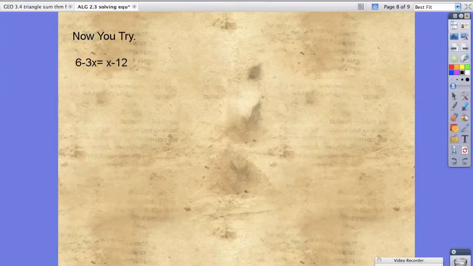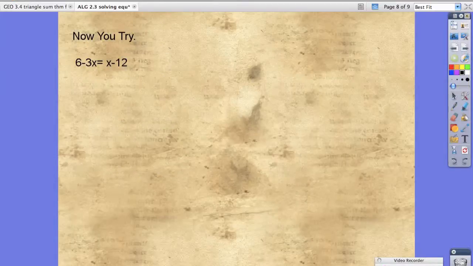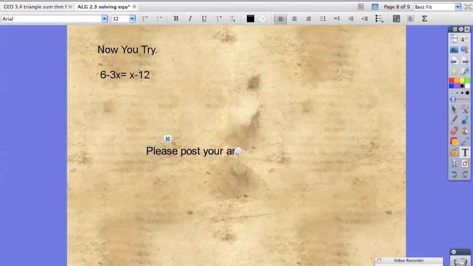Now it's your turn. What I'd like for you to do is work on this problem, and when you're done, please post your answer to Edmodo. Remember, if you're the first one to post, you will start us off. Everyone after will just reply to that post. This way we don't have one long stream of Edmodo posts.